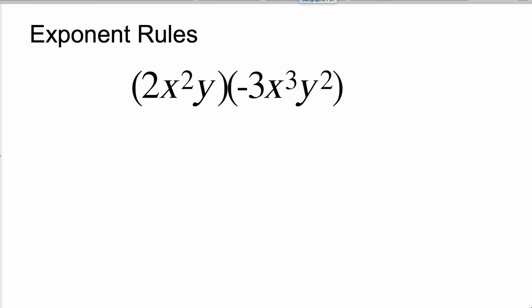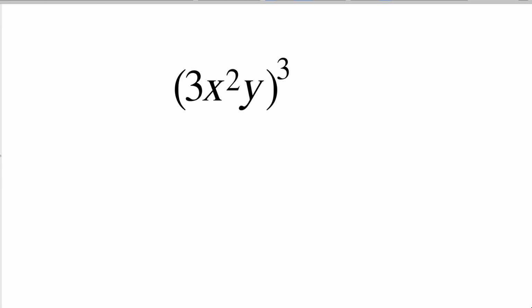This is multiplication. So if I have multiplication, I'm going to multiply the coefficients, -6, but then remember you add the exponents. So that would be x to the 5th and y, and don't forget there's a 1 there, y to the 3rd. Okay, so that's multiplying.